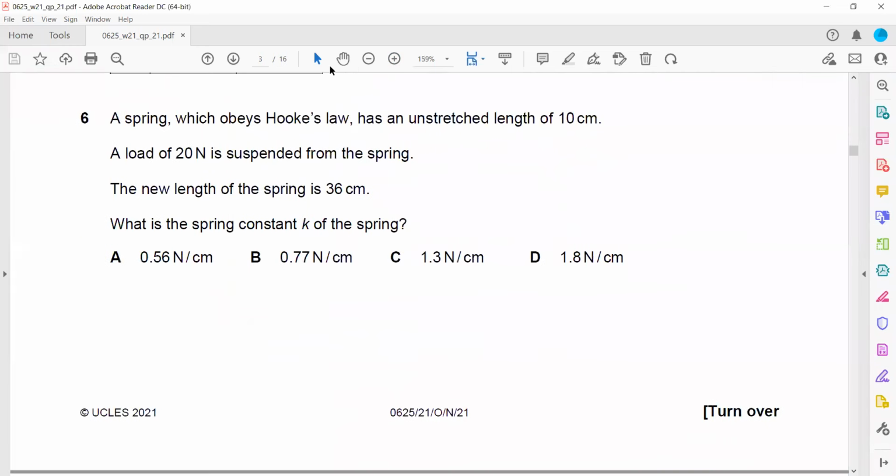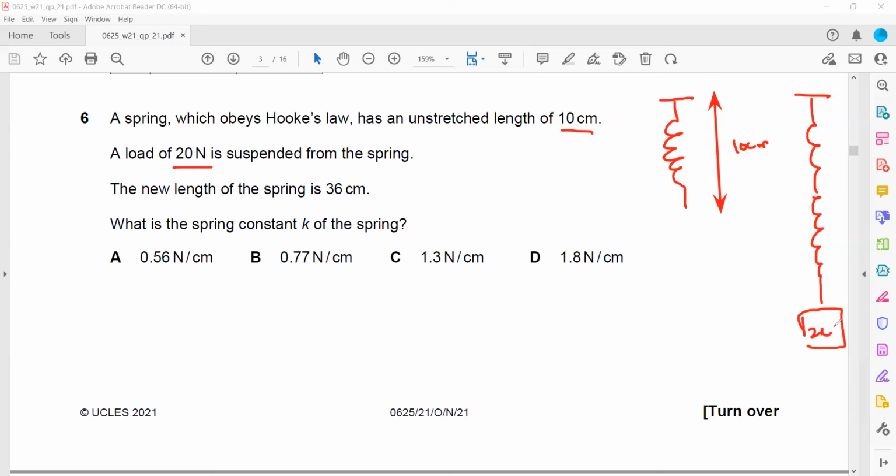Then in question 6, a spring which obeys Hooke's law has an unstretched length of 10 centimeters. So we have a spring and the length of the spring is 10 centimeters. A load of 20 Newton is suspended. So we add a load of 20 Newton. The new length of the spring is 36 centimeters. We have to calculate the value of the spring constant K.